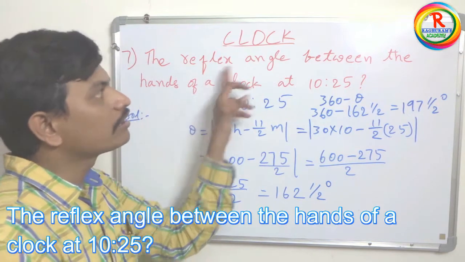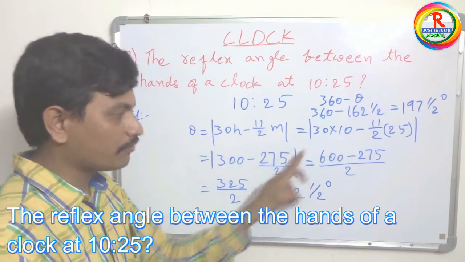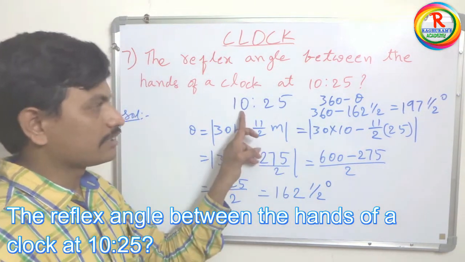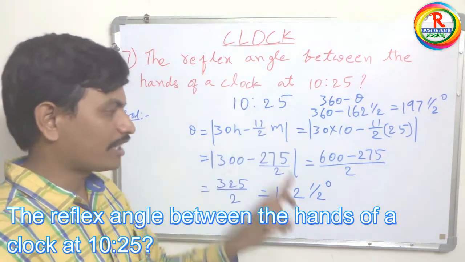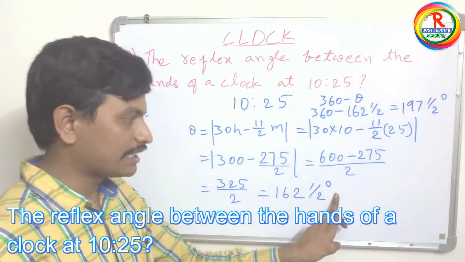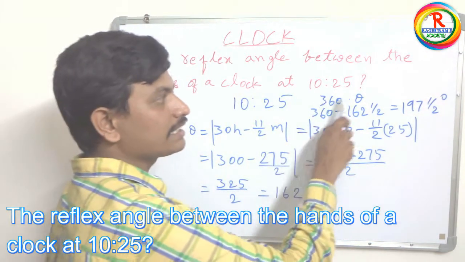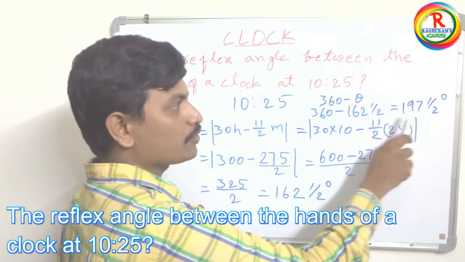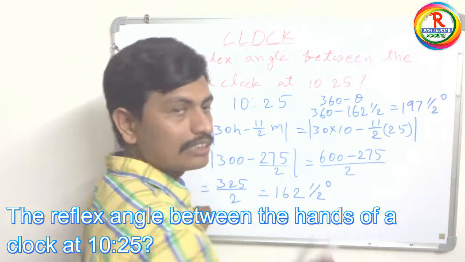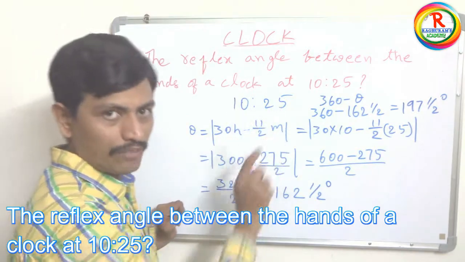So sometimes they may ask you for the reflex angle. When we need to find the reflex angle, first we shall find the actual angle, that is, the angle between the hour hand and minute hand at 10:25, which is 162.5 degrees. The reflex angle is 360 minus theta, that is 360 minus 162.5, so we get 197.5 degrees as the reflex angle at 10:25. In the next video we shall see some more problems on clocks. Thank you.